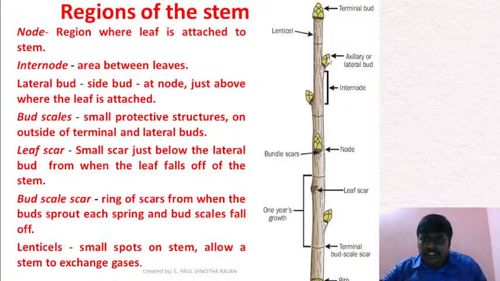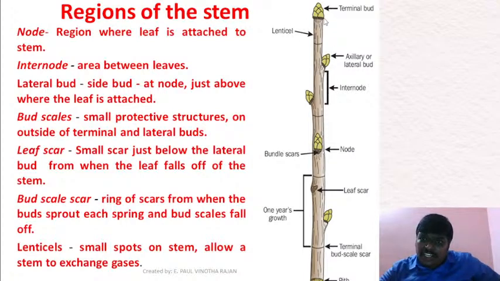In between two nodes, that region we call the internode. The area between the leaves is called the internode. So this is a node and this is a node, and in between the nodes we have the internode. And then the lateral bud. Lateral means side. The side bud we call the lateral bud.